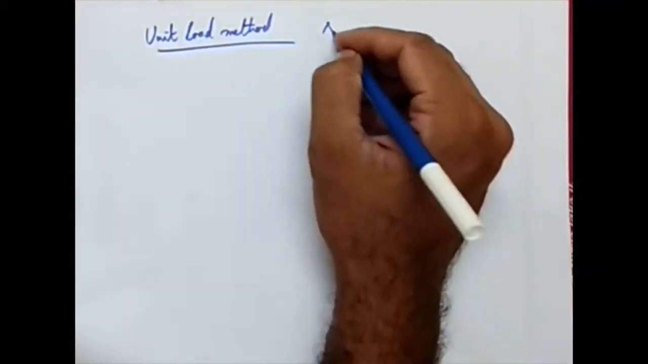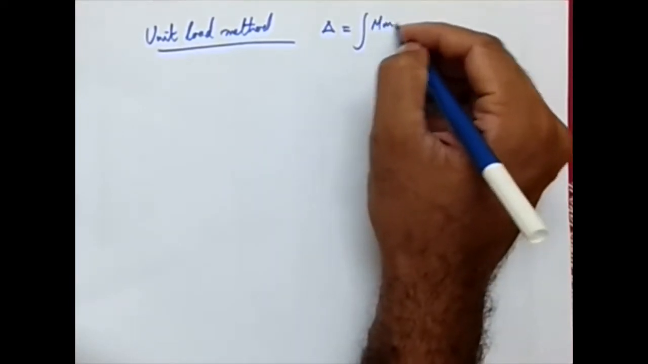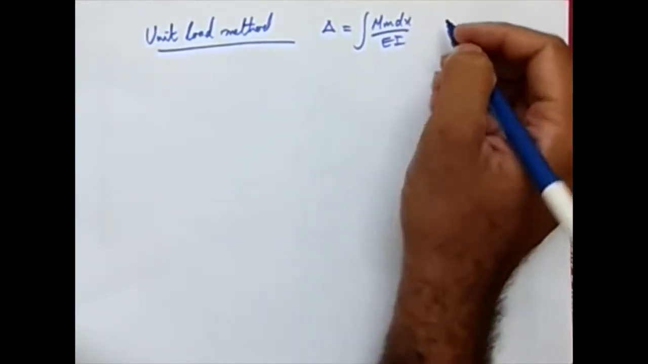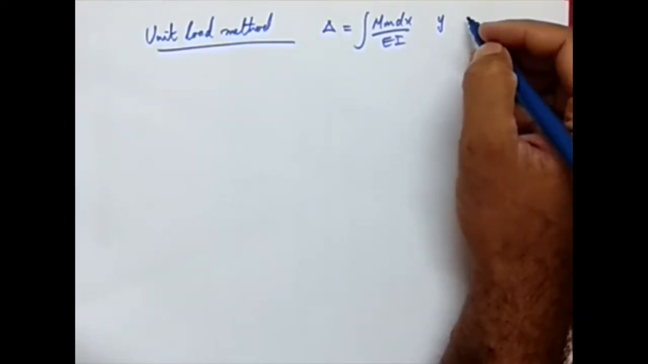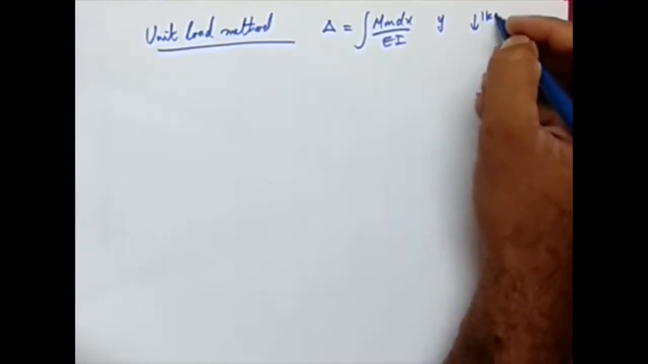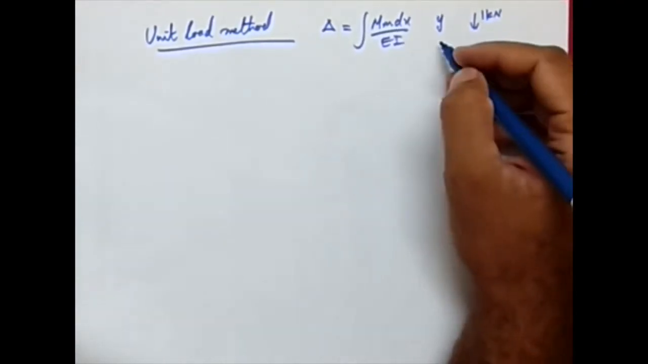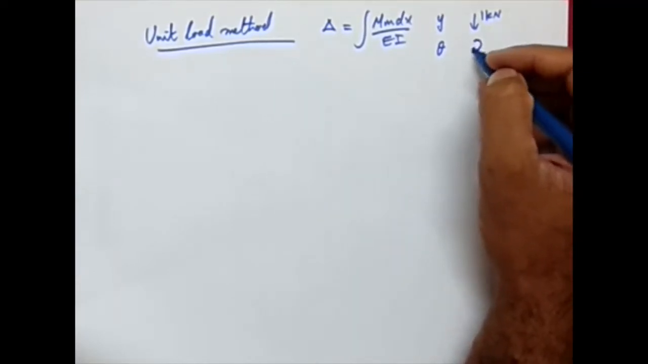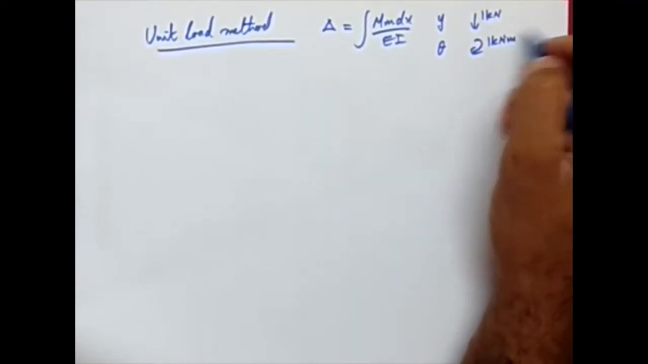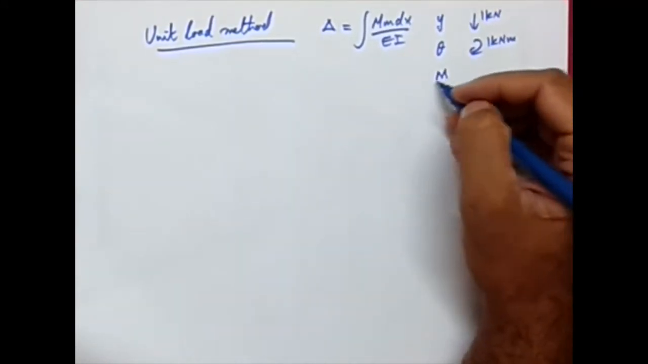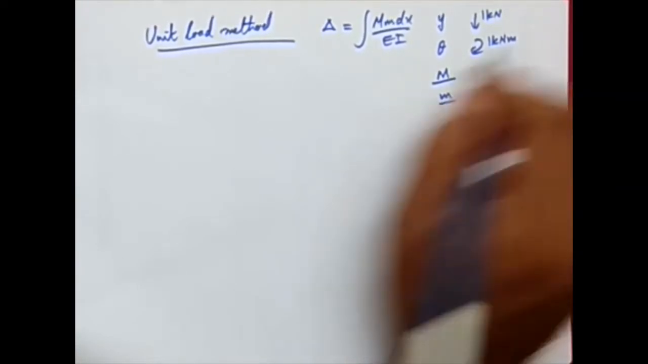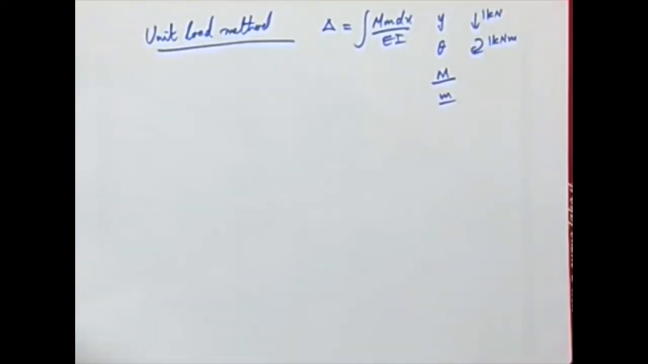The expression is displacement equals the integral of M m dx by EI. If you want deflection at a point, we apply a 1 kilonewton force. If we want rotation at a point, we apply a moment of 1 kilonewton meter. So these are basically our unit loads. We will be plotting a capital M figure and a small m figure. All these things were discussed in detail in the last video, so those who have any confusion regarding those, please refer to that.